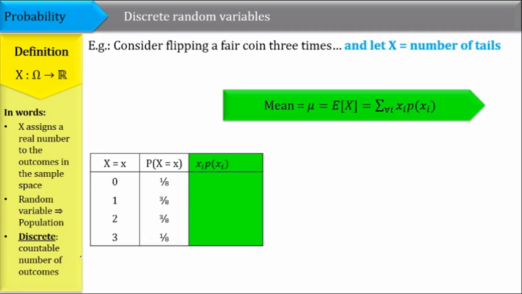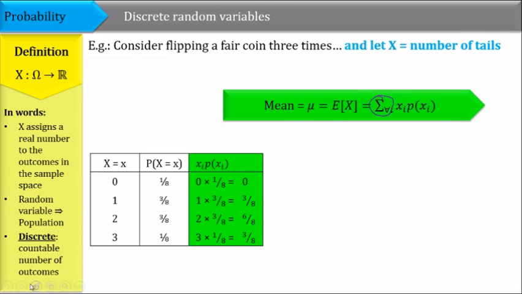So that means we'll need another column over here, x times its probability. So the first result here will be 0 times 1 over 8. This will be my x1, times its probability, so that will be the probability of x1, and that will give me 0. 0 times anything, of course, is 0. In the next one, this will be my x2, and this will be the probability of x2, so multiplying the x value by its probability, 1 times 3 over 8, we get 3 over 8, and we do that for the other two.